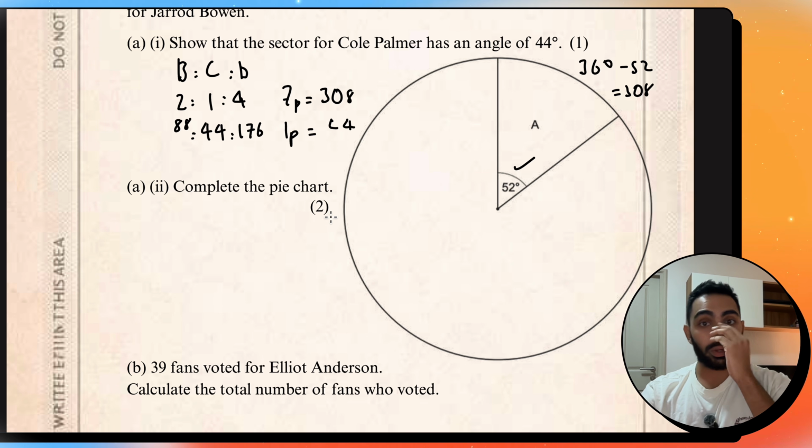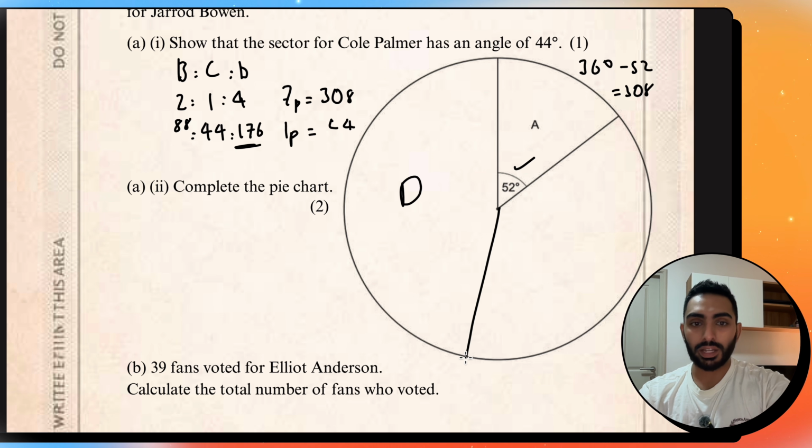Part 2, complete the pie chart. The way that I would do this, I'd probably draw on Dominic's first, because that's quite a nice big angle, and I'd put his over here. That would be Dominic, and it's just going to be a little bit less than 180, so somewhere around there.